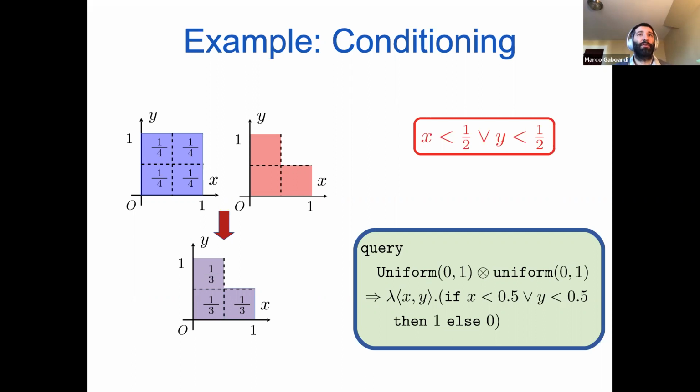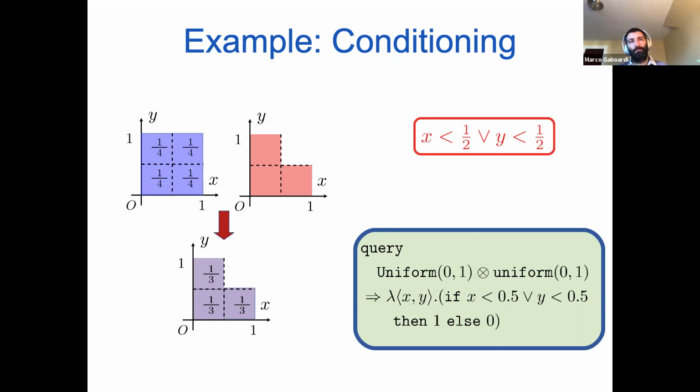Suppose that we have a distribution like you see on the top left, which assigns 1/4 probability to these spaces. And now we want to condition it with the condition you see on the right, so that X and Y are less than 1/2. What we obtain is something like on the bottom of my screen, where the support is just the part that respects the condition, but now we need to rescale the weight of the different components. And this is done again through our query operation.